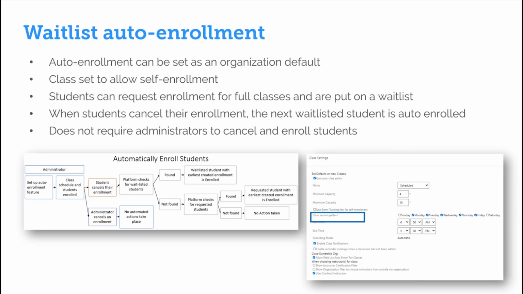And that option is in your organization preferences, by the way. If the class they are trying to enroll into is full, they will be put into a waitlisted or requested status and put on a waitlist queue. If one of the enrolled students decides to cancel out of the class prior to class beginning, the next eligible waitlisted or requested student or attendee, or however you want to call it, will automatically be enrolled into the class.